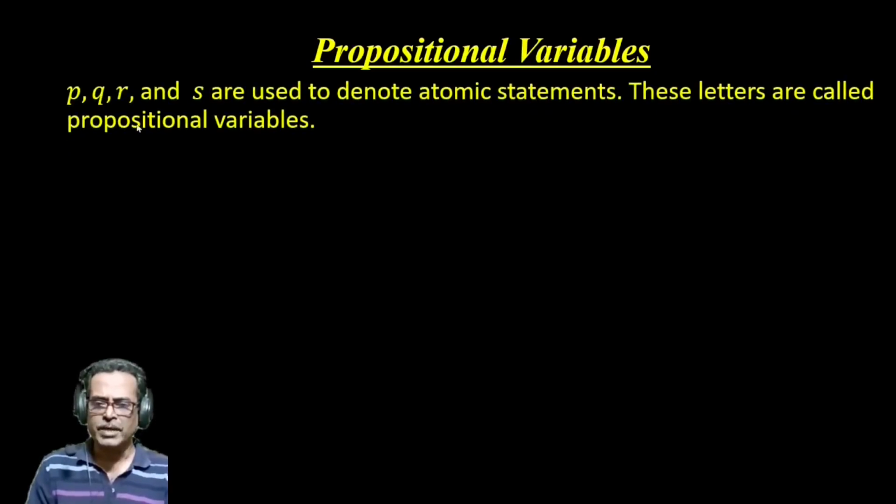Now, propositional variables. Propositional variables P, Q, R, S, T denote atomic statements. These letters are called propositional variables. Suppose Ram plays football. We can take P equal to Ram plays football. So P represents this statement.